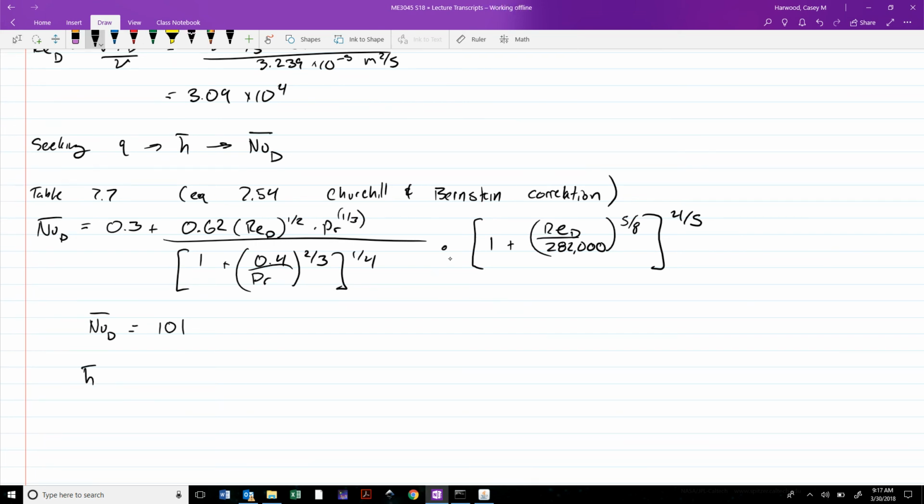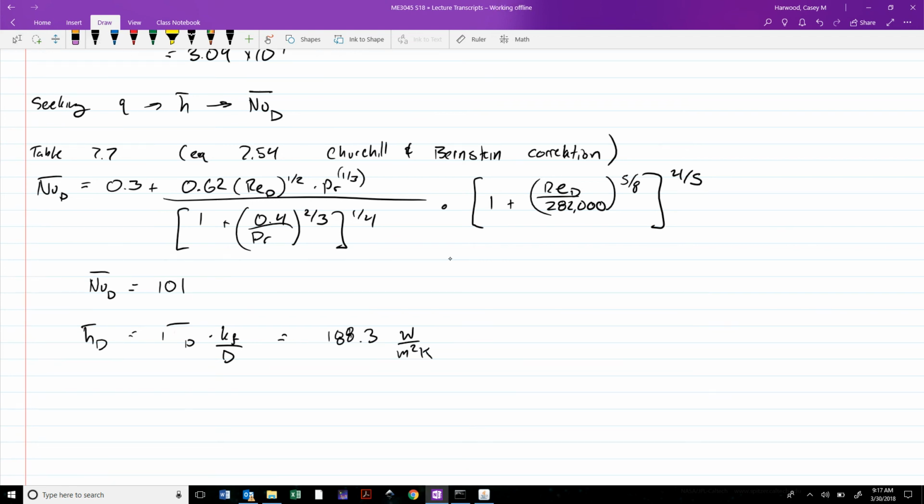So if we want to find h bar D, the averaged convection coefficient for this case over the entire surface of the cylinder, we would say Nusselt number D times k sub f over D, which is going to work out to approximately 188.3 watts per meter squared Kelvin.